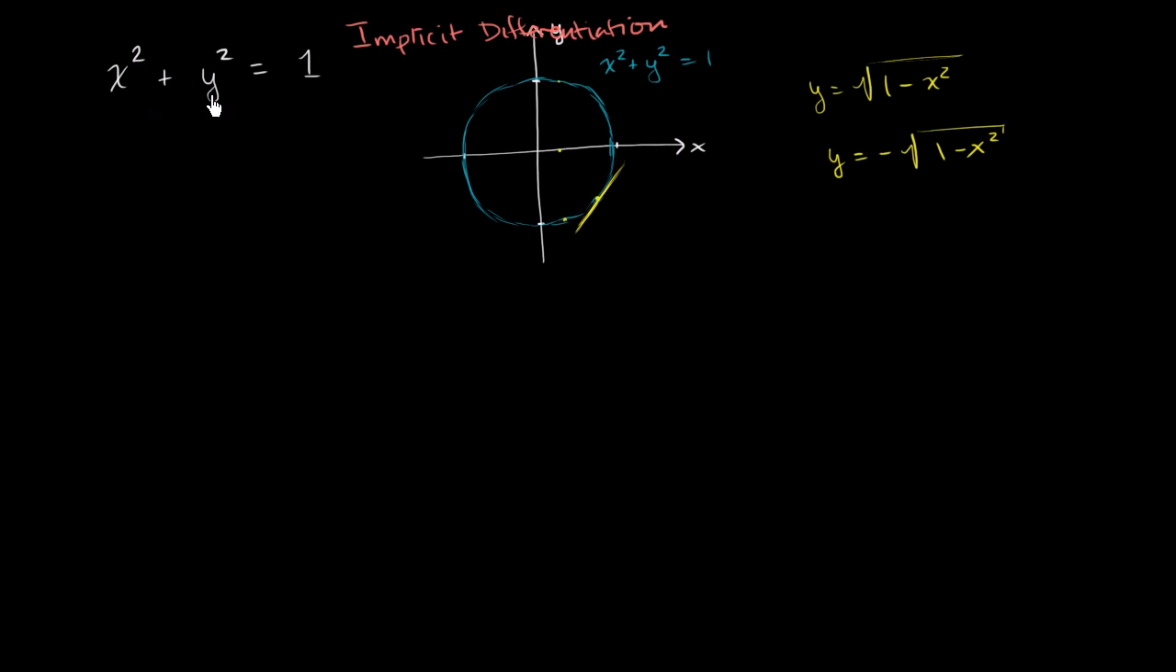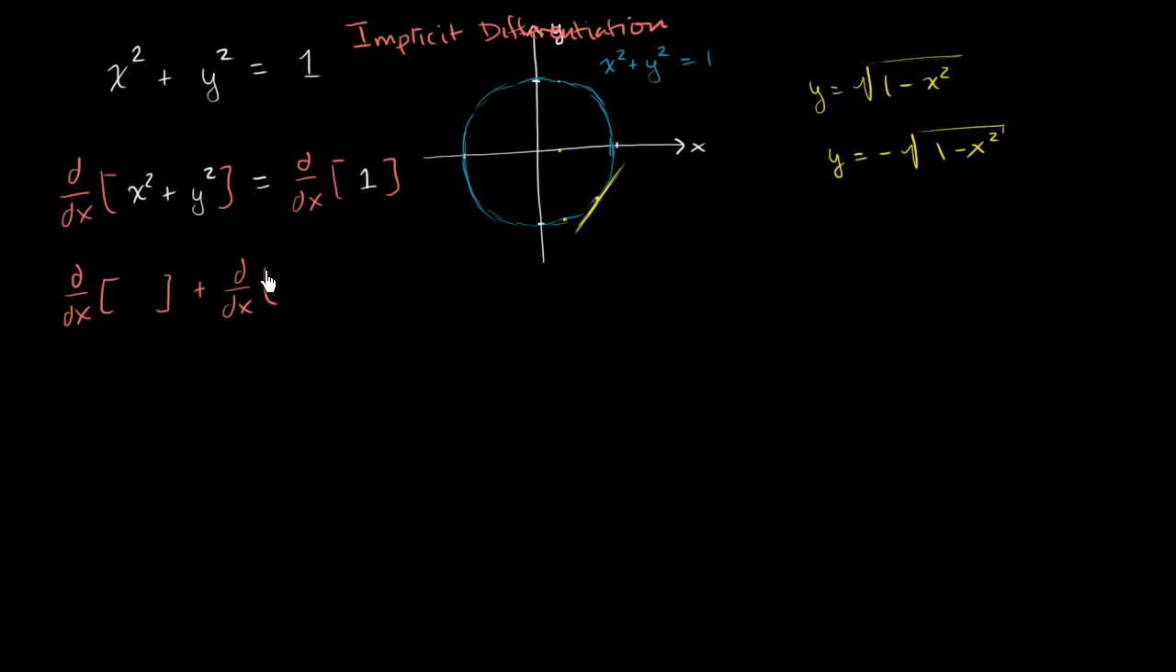So let's apply the derivative operator to both sides of this. So it's the derivative with respect to x of x squared plus y squared on the left-hand side of our equation. And then that's going to be equal to the derivative with respect to x on the right-hand side. I'm just doing the same exact thing to both sides of this equation. Now, if I take the derivative of the sum of two terms, that's the same thing as taking the sum of the derivatives. So this is going to be the same thing as the derivative with respect to x of x squared plus the derivative with respect to x of y squared.